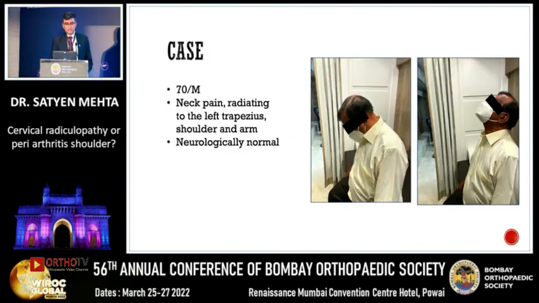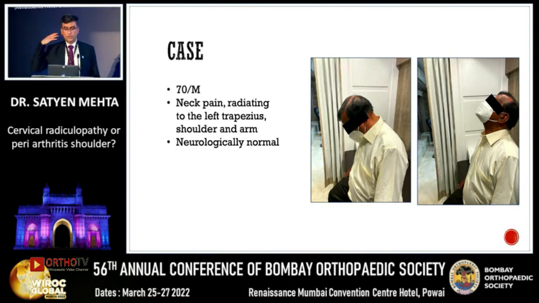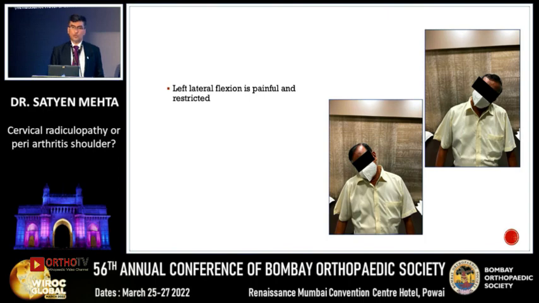Now, consider this patient. This patient is a 70-year-old male. He's come to us with a lot of neck pain, with pain radiating into the left trapezius and the shoulder and arm. Neurologically, he's otherwise normal. On examination, what do you do with this patient? Straight away take him to examination, and we see that he has a lot of pain in extension, and a lot of pain on flexing to the left side.